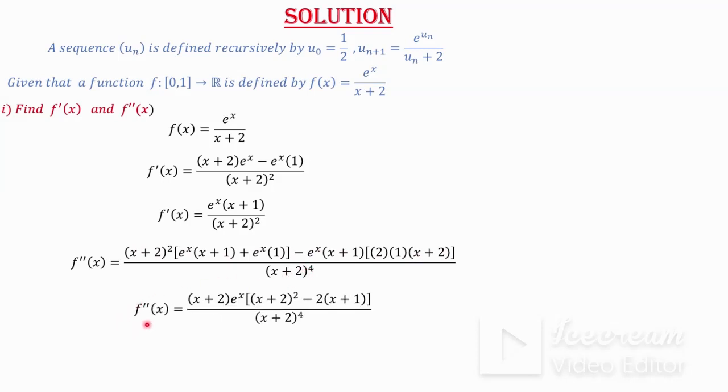Further simplifying, we obtain f double prime of x equal to x plus 2 times e to the x, all that times x plus 2 squared minus 2 times x plus 1, divided by x plus 2 raised to the power 4. You can clearly see that this x plus 2 is going to remove one x plus 2 in the denominator, so that we are left with f double prime of x equal to e to the x times x squared plus 2x plus 2 divided by x plus 2 raised to the power 3. So this is f double prime of x.